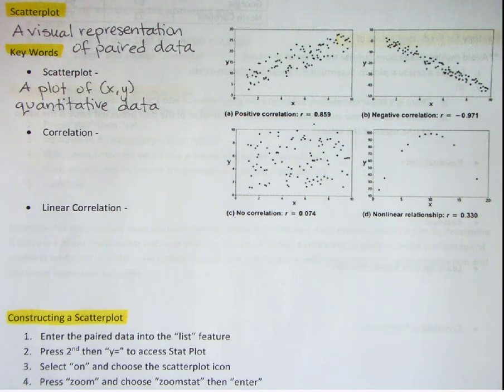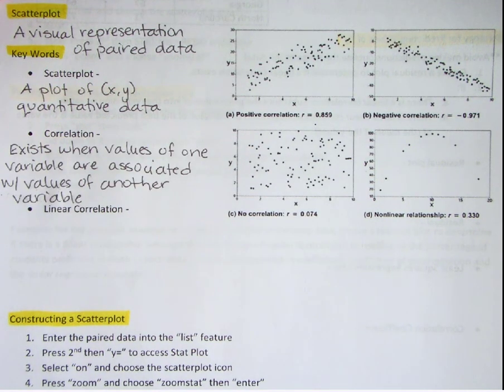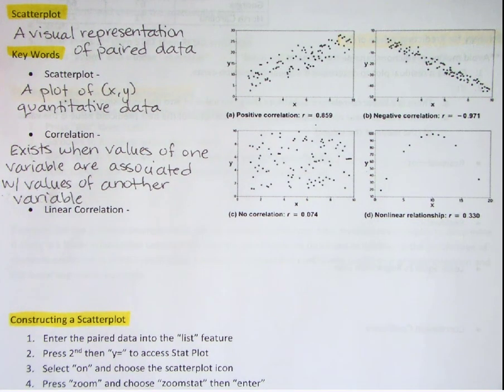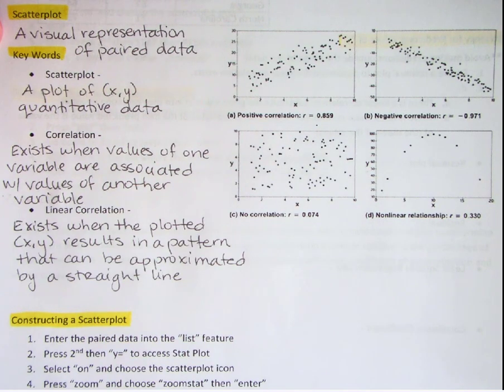Since we are talking about paired data, we want to be able to look at correlation. We say that correlation exists when the values of one variable are associated with the values of another. For example, the amount of money that you make in a day is based off of how many hours you work.